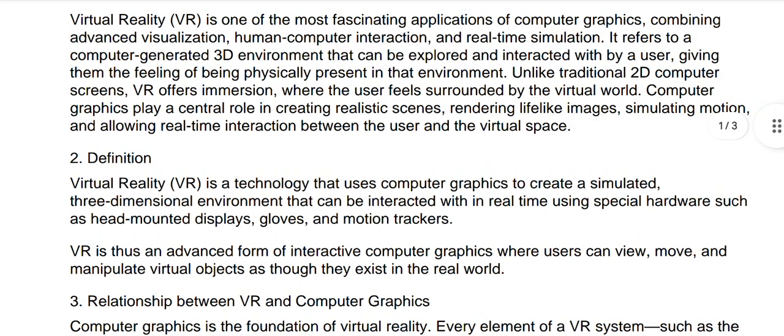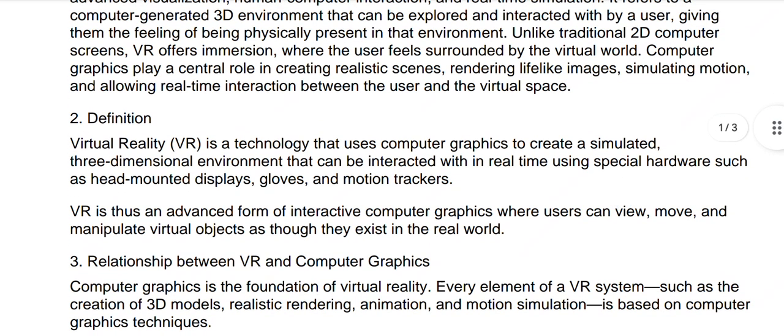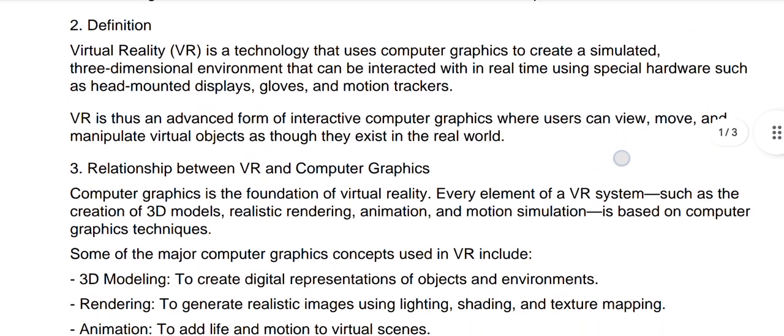Definition: virtual reality is a technology that uses computer graphics to create and simulate a three-dimensional environment that can be interacted with in real time using special hardware such as head-mounted displays, gloves, and motion trackers. It is thus an advanced form of interactive computer graphics, where the user can view, move, and manipulate virtual objects as though they exist in the real world.